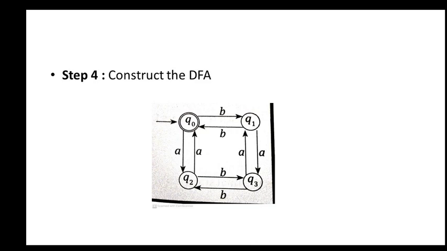The Q2 is going to accept the odd number of A's. The transition from Q0 on B is going to Q1. Transition from Q1 on A is going to Q3. The transition from Q2 on B is going to Q0. Transition from Q2 on A is going to Q0.